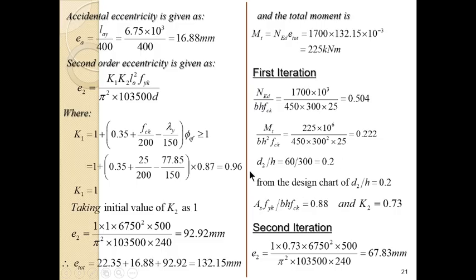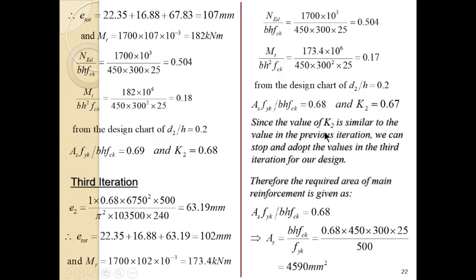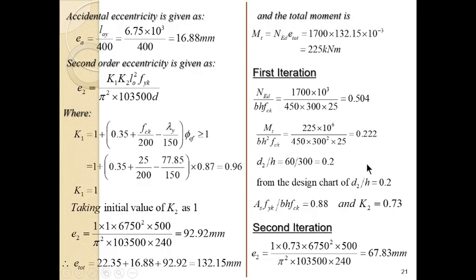So now let's calculate our D2 over H. How do we know D2? This is the height of the column, which is 300, and we are told the effective depth D is 240. That means the other D2 will be 300 minus D, which is 60. So that is why, in our first iteration, D2 is 60 and H is 300. So 60 over 300 is 0.2.